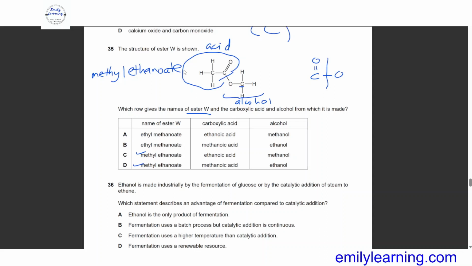Next, it is formed from this acid which has 2 carbons, so it is ethanoic acid. It's drawn from this alcohol with just 1 carbon, so it is methanol.